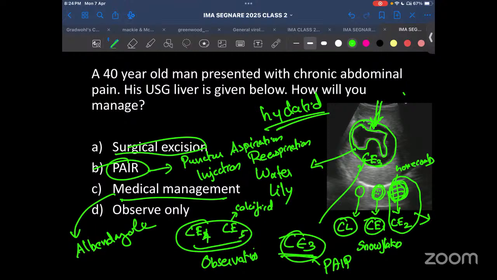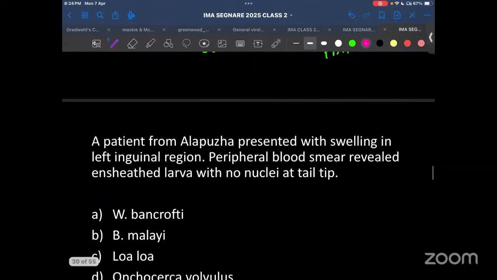Now the definitive host for this organism is dog. Intermediate host is sheep, and man is an accidental host. Now there is an old skin test that was used before, known as Casoni's test. Casoni's skin test was used for hydatid disease, but it is not used now. Now we move on to our next question.